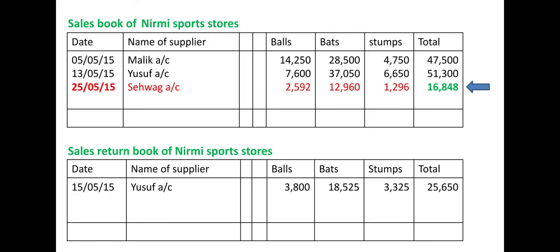Balls, bats, stumps, and total of all these items comes to 16,848. Okay students, so this transaction is over. Now next transaction is also very interesting. Next transaction is 27th of May. Sehwag returned all the goods.